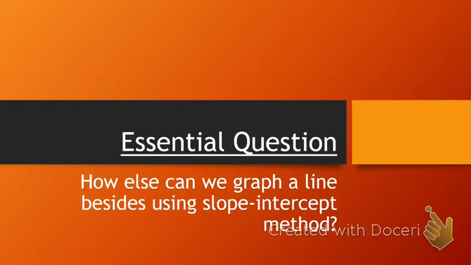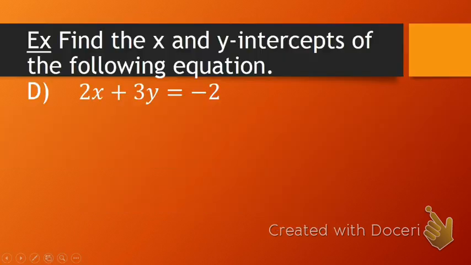Same essential question as yesterday. We're just going to finish this up. So the goal yesterday was how can we graph a line without using slope-intercept form, or how can we graph a line without using slope at all? And we just went through how do you find the x and y intercepts, period. So the answer to D, -1, 0 is the x-intercept, 0, -2/3 is the y-intercept.